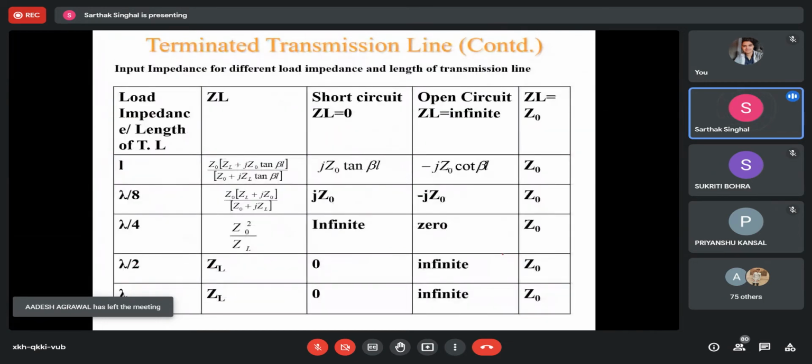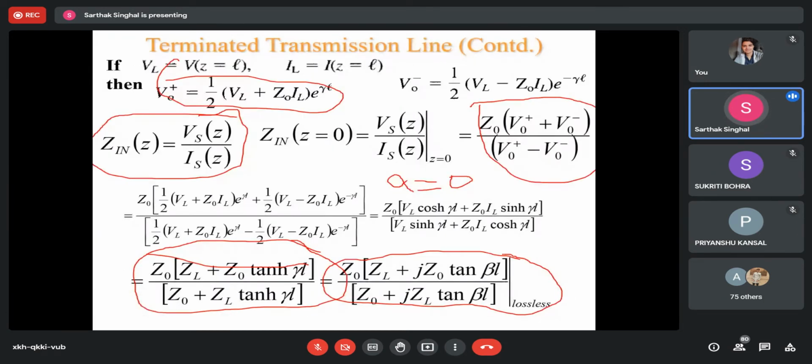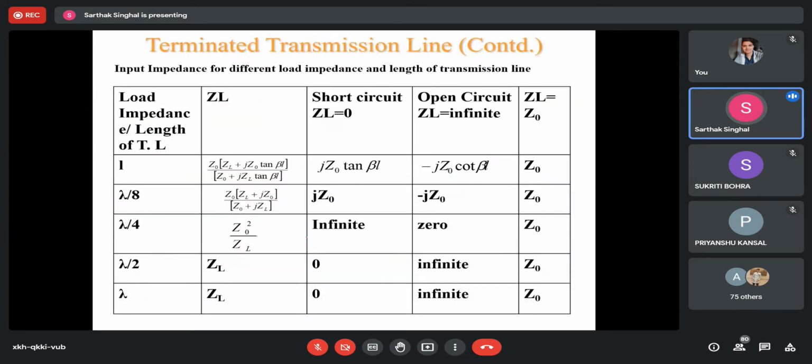Now, using this equation, we will analyze a few cases. So these are the cases. First one is if your load is short circuited, that means the load impedance is 0, then what will be the input impedance? Will this be the input impedance?